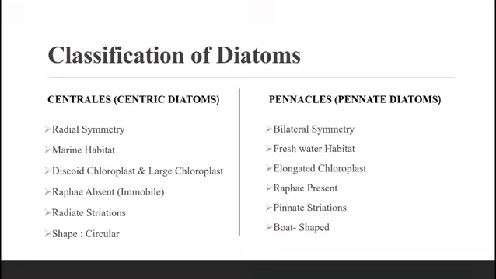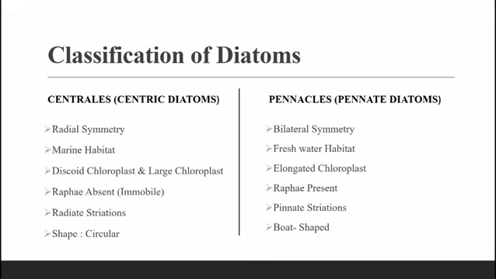As I discussed earlier, there are two types of diatoms: centrales and pennales. Centrales are radially symmetrical. They have mostly marine habitat. The chloroplast is discoid in shape and large chloroplasts are present. Raphe is absent in centrales diatoms, and raphe is a structure present for mobility, and centrales are mostly static. They don't move, and they have radiate striation, and of course, as the name suggests, the shape of these diatoms is circular.